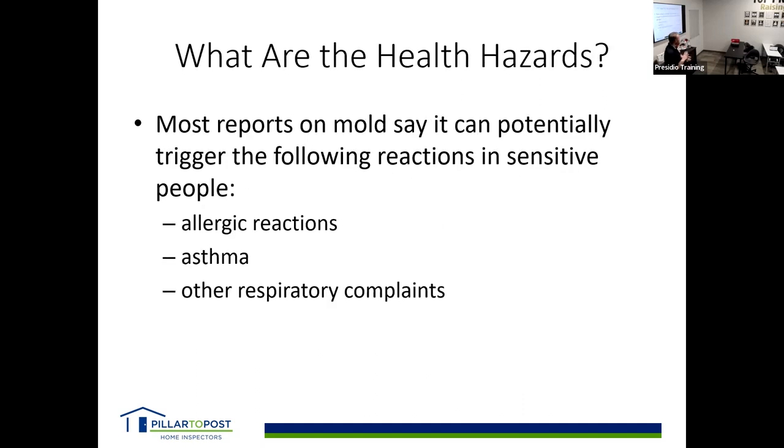Okay. So again, going back to this dilemma, what is mold? When should I be worried about it? Most reports on mold say it can potentially trigger the following reactions in sensitive people. So part of the problem with mold in our society and the real estate industry is the litigious nature of some of our culture and communities. This is how it would be worded by an attorney. Most reports, so not all, can potentially, not that they're going to, but they could, trigger the following reactions in a sensitive person. Are you sensitive?